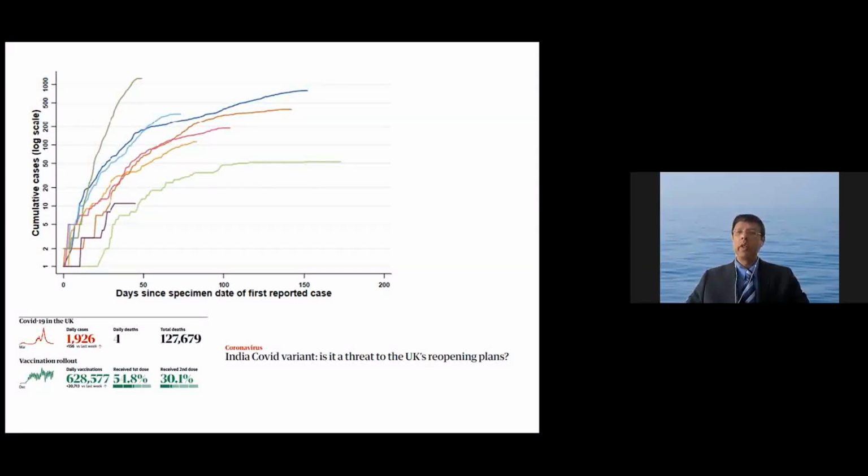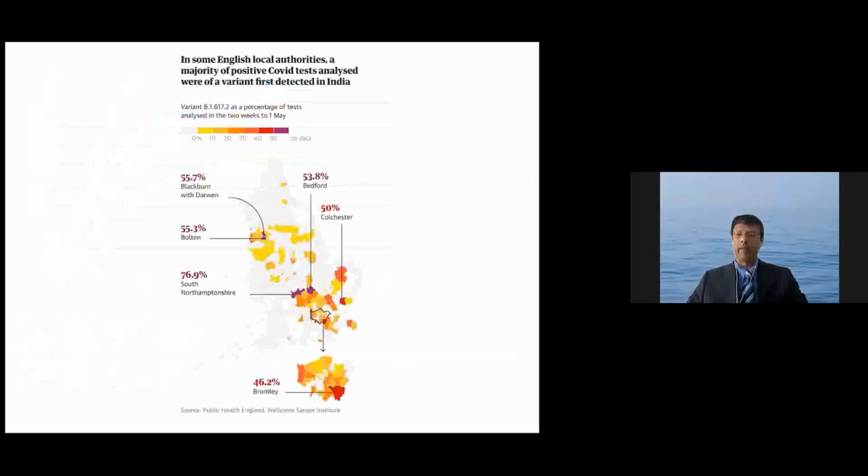So the question comes in, would the Indian variant affect the UK's reopening plans? We know that yesterday, May 17, there was a further relaxation of some of the plans. And then in June, there was supposed to be a complete relaxation of the restrictions that were in place. This is despite more than 50% having had at least 1 dose of vaccine and a number of people having had both doses of the vaccine.